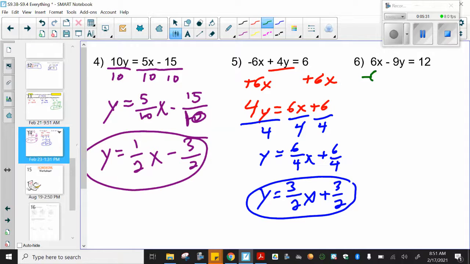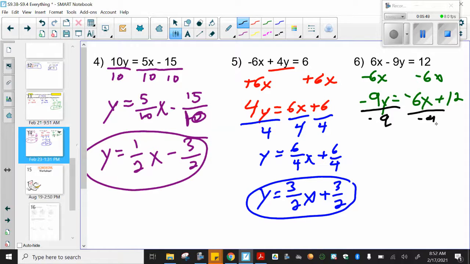Here, same thing, minus 6x and minus 6x. That gives me negative 9y equals negative 6x plus 12. And then I'm going to divide by negative 9. Negative 9 divided by negative 9. Give me y equals 6/9 x minus 12/9, right? Plus times a negative makes a negative, so we write negative 12/9.